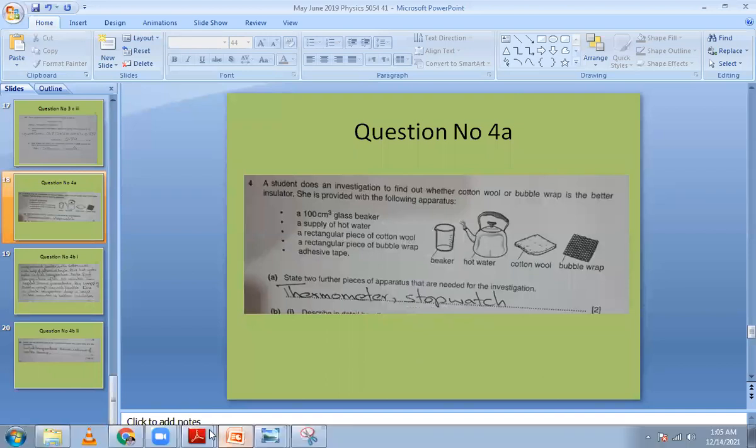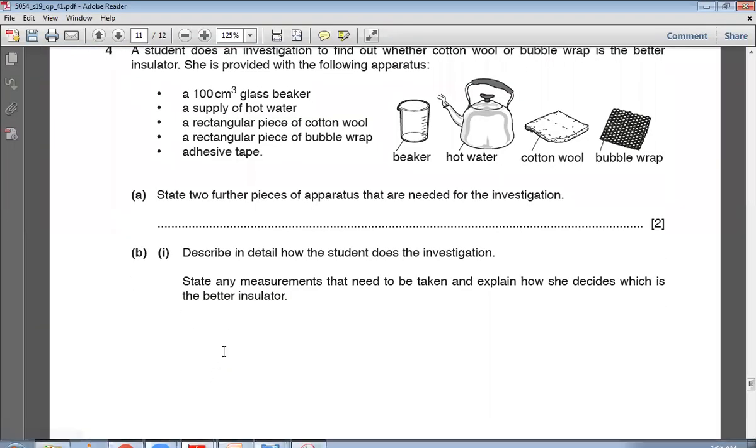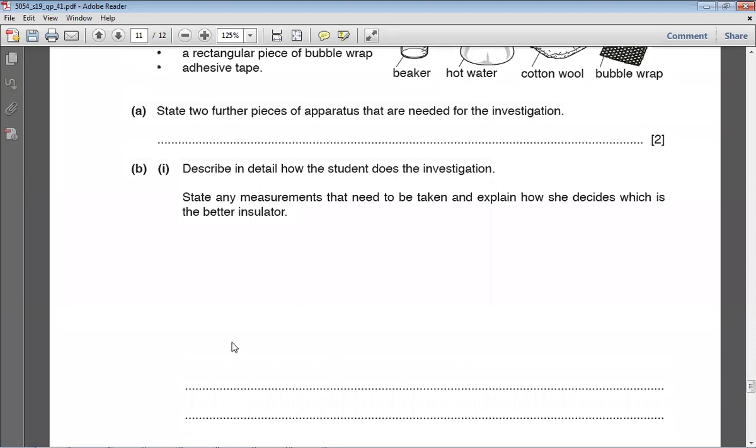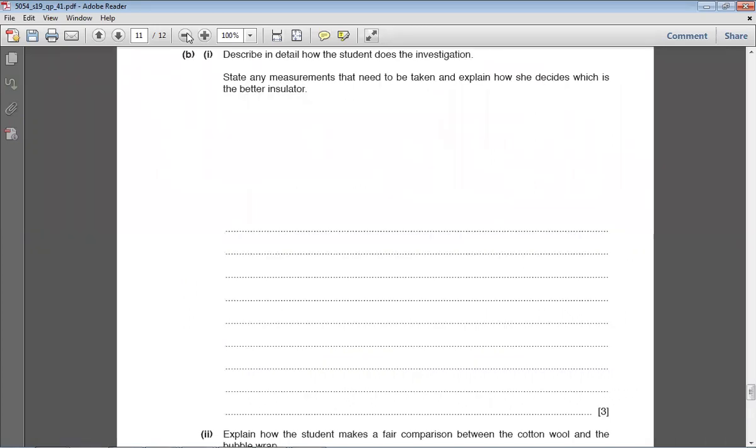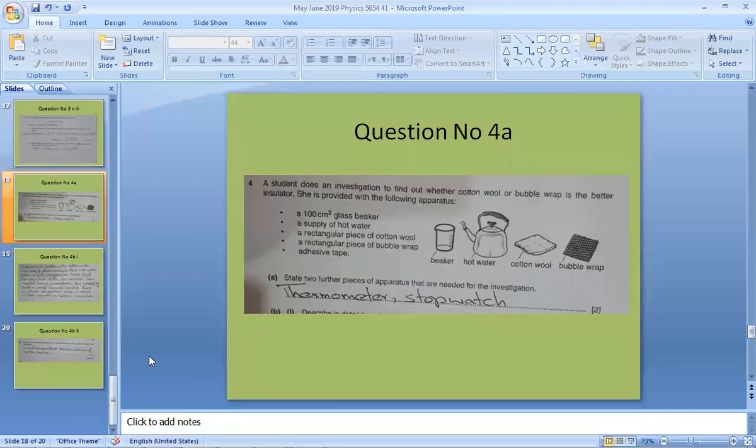Okay, so the next question is, that was a 2 mark question. This one says: describe in detail how the student does the investigation, state any measurements that need to be taken, explain how she decides which is a better insulator. It's a 3-mark question. So let me show you my answer.